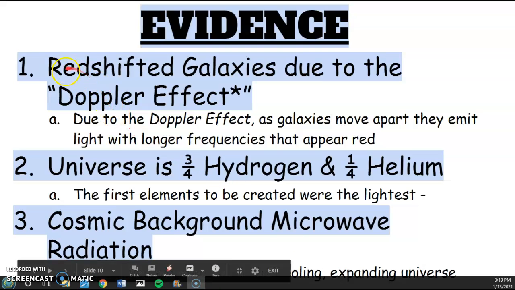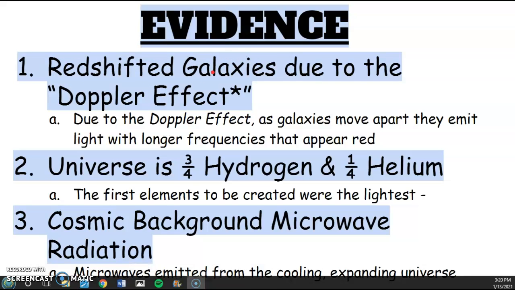And that's where the name red-shifted galaxies comes from. When you look into the night sky with these high-powered telescopes and look at these other galaxies, they're going to have a certain color to them, and many of them are colored red, which means that they are moving away from our position. And so what it tells us is that the universe is expanding.